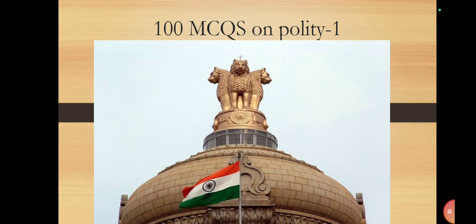Question number 33. In the famous Gopalan case, 1950, the Supreme Court has taken a narrow interpretation of Article 21. It held that the protection under Article 21 is available only against arbitrary executive action and not from arbitrary legislative action. This means that the state can deprive the right to life and personal liberty of a person based on a law. This is because of the expression procedure established by law in Article 21.